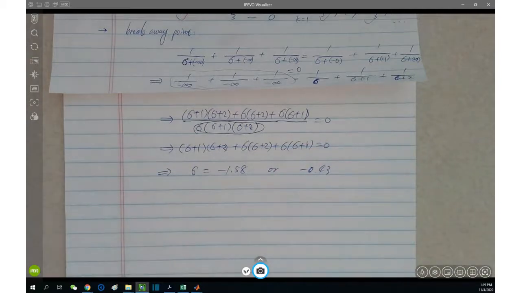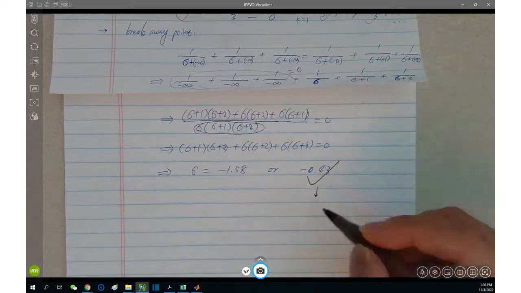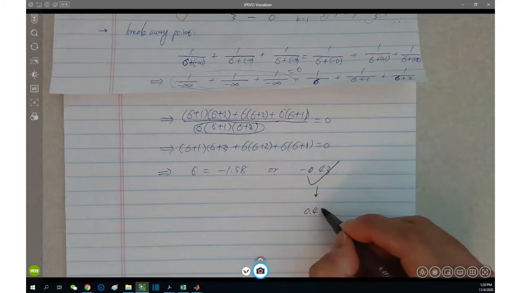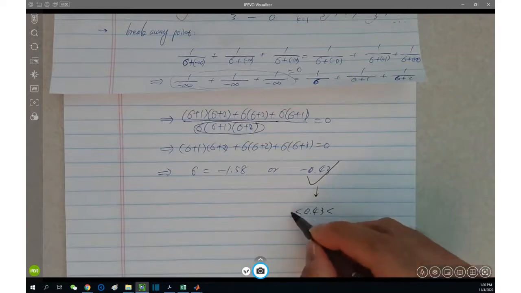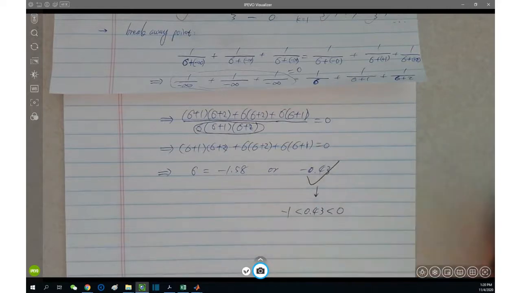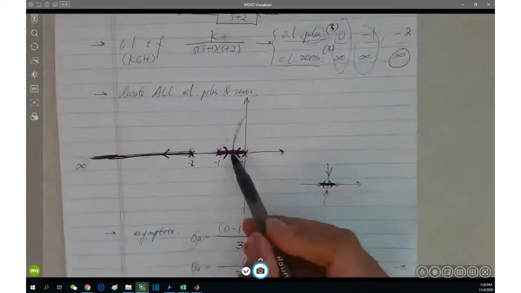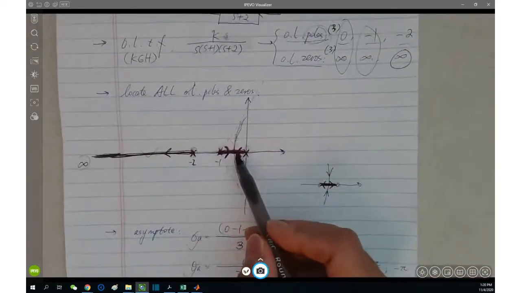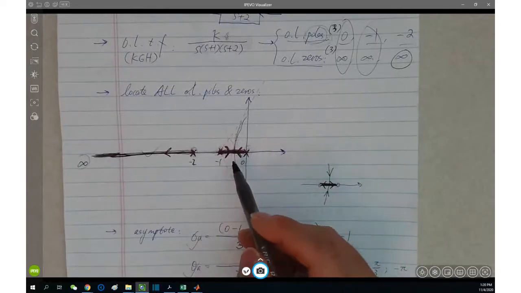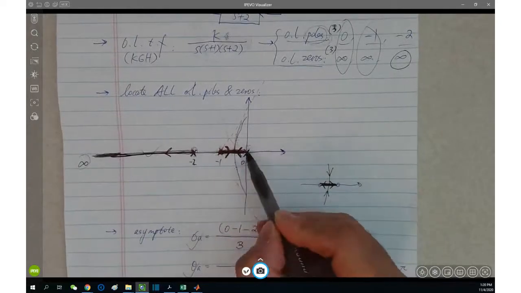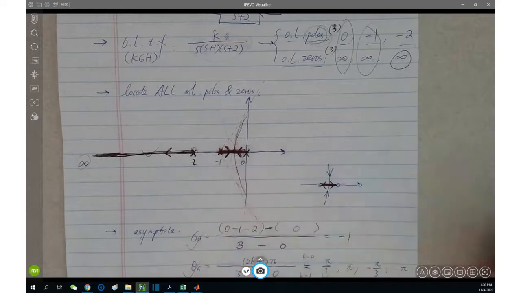Anyone out there? Yep, here. Kevin said this one is the right one. And why is that? It is between -1 and 0. Because going back to here, remember what we emphasized? This breakaway point is a real number first. Second, it must be between -1 and 0 along this real axis.